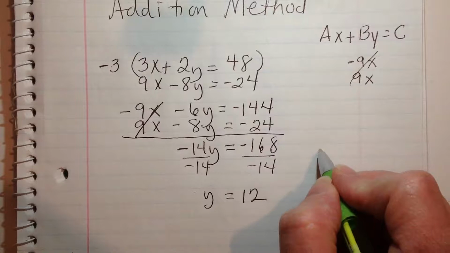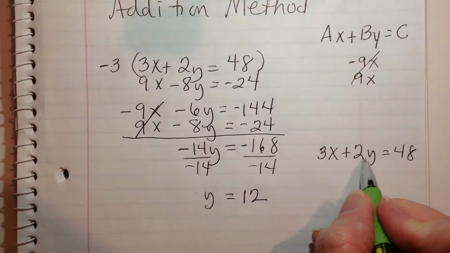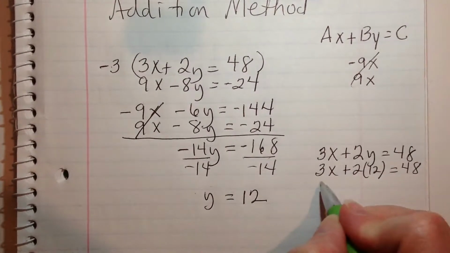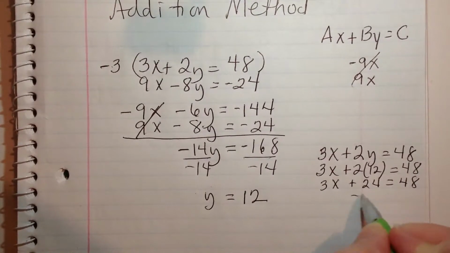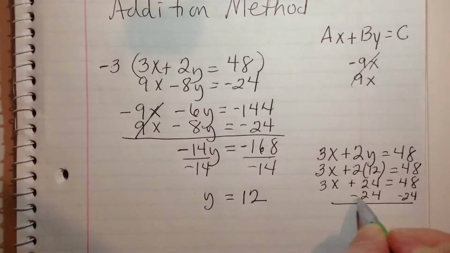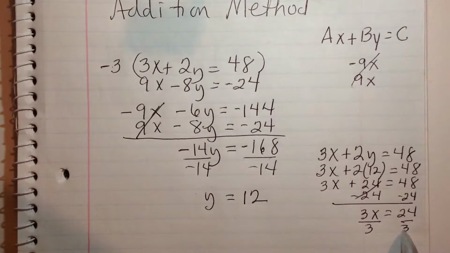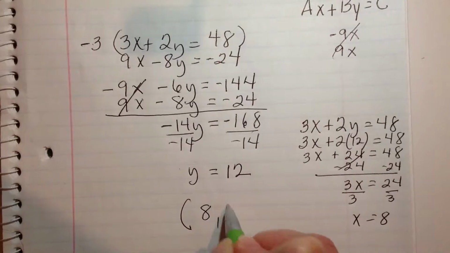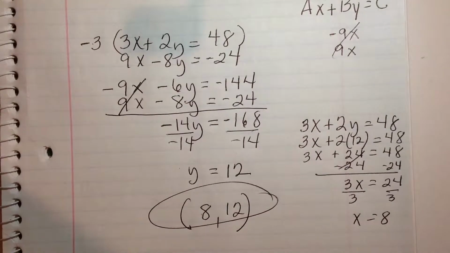So if I plug it back into the original problem, 3x plus 2y equals 48, I'm going to plug in 12 for y. So I have 3x plus 2 times 12 equals 48. That's 3x plus 24 equals 48. Let's solve for x. Subtract 24 from both sides. I end up with 3x equals 24. Last, let's divide both sides by 3. So x equals 8. So the point of intersection for these two linear equations is x is 8 and y is 12. So we solved this equation by the addition method.